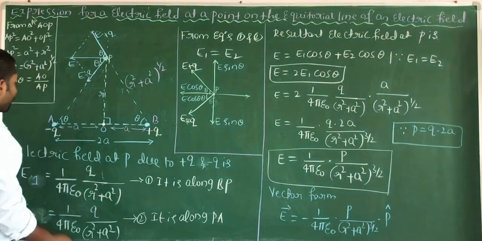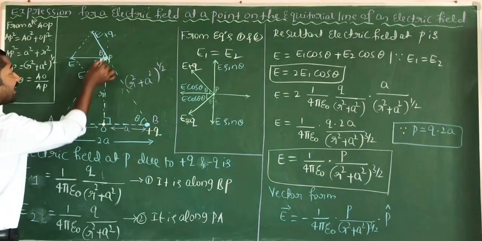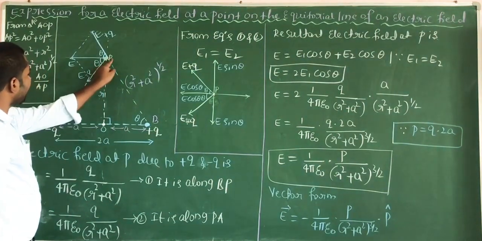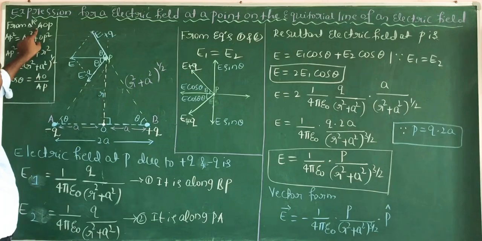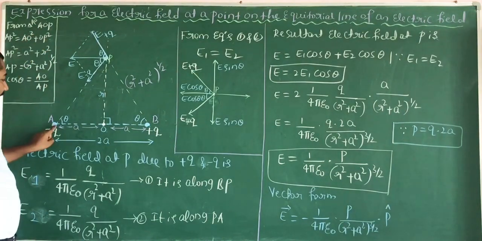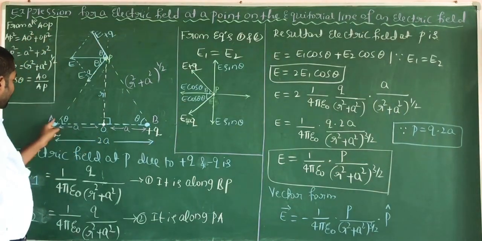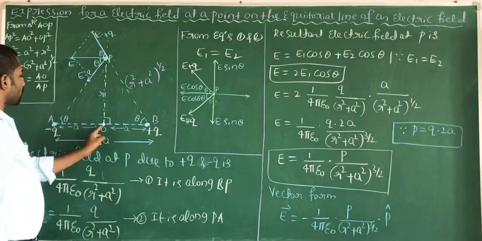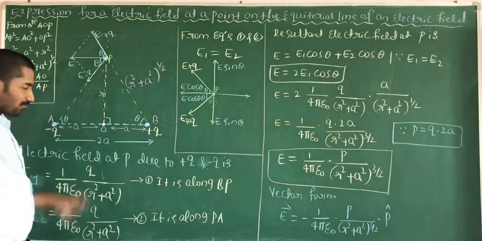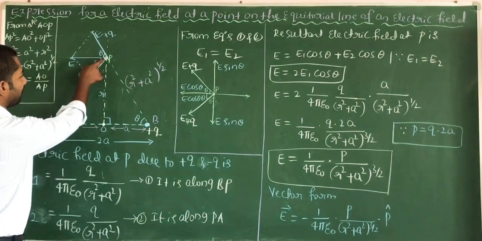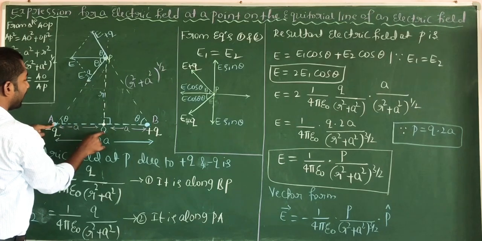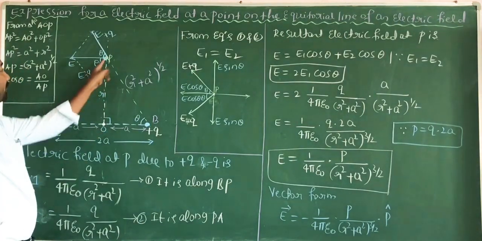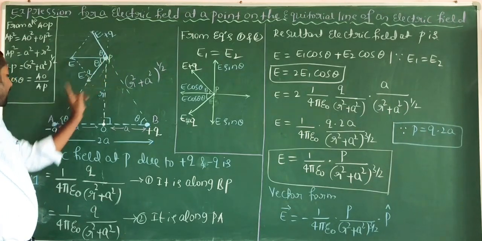Here, suppose I consider this triangle AP and O. From triangle AOP, AP square is equal to AO square plus OP square. For this triangle, AP square is equal to AO square plus OP square.